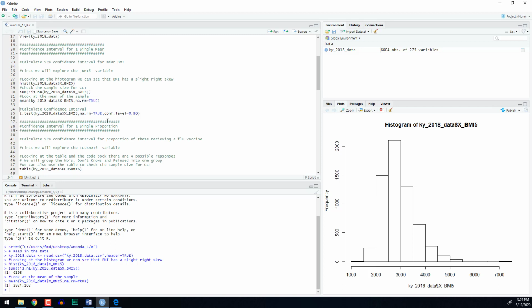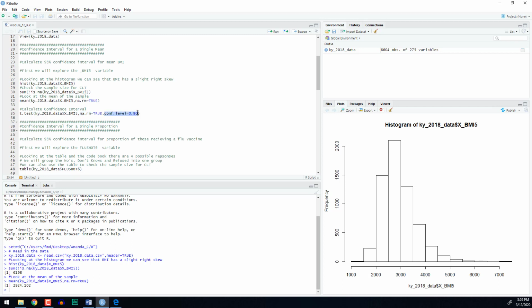All right, next we're going to calculate our confidence interval. To do that, we're going to use the t.test function. We're going to give the t.test function our data set and that BMI variable. We're going to include na.rm equals TRUE, and the reason is, remember, we've got some missing data in there, so we want to tell R to just ignore that missing data.